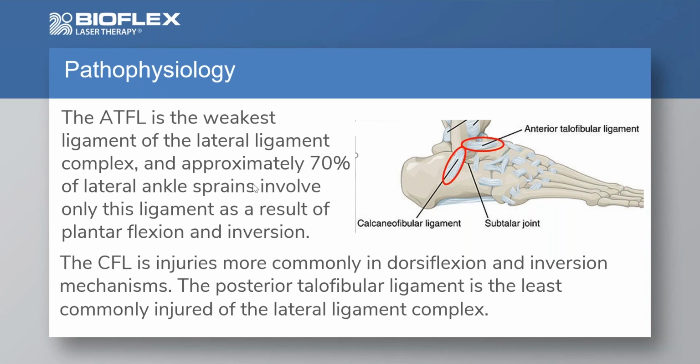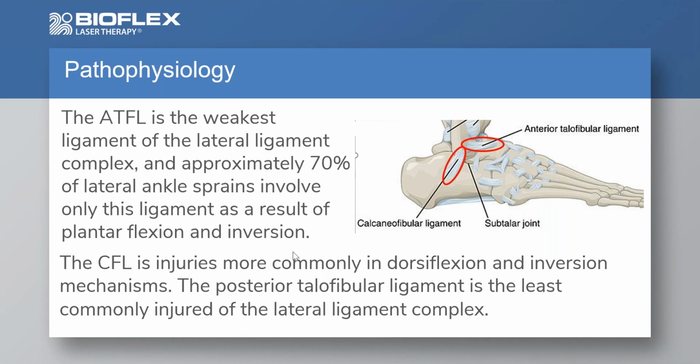So approximately 70% of all lateral ankle sprains involve the anterior talofibular ligament. And usually this is due to plantar flexion combined with inversion. So that classical going over on the inside of your foot and going into plantar flexion. Whereas the calcaneofibular ligament is more commonly injured in a dorsiflexion and inversion mechanism.